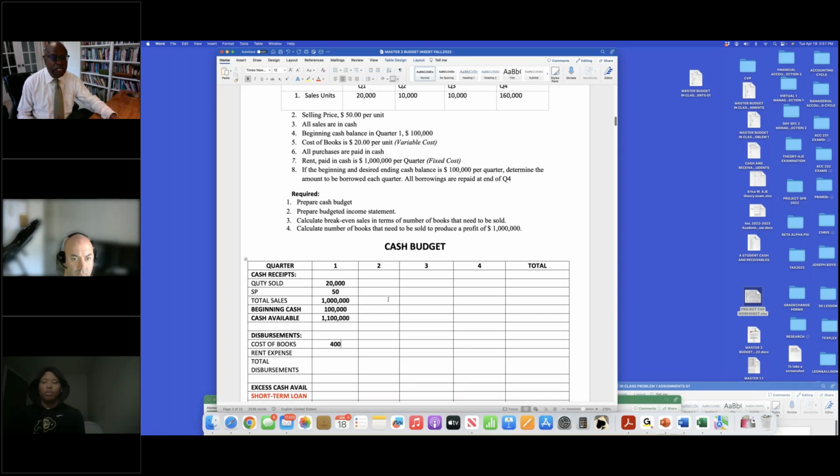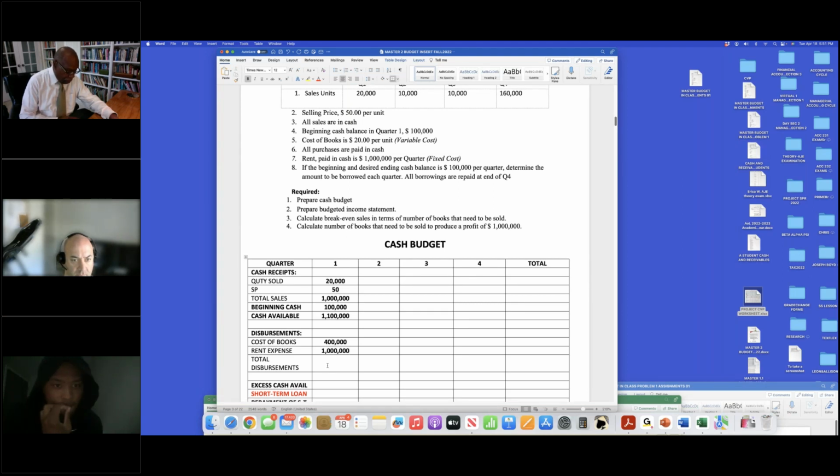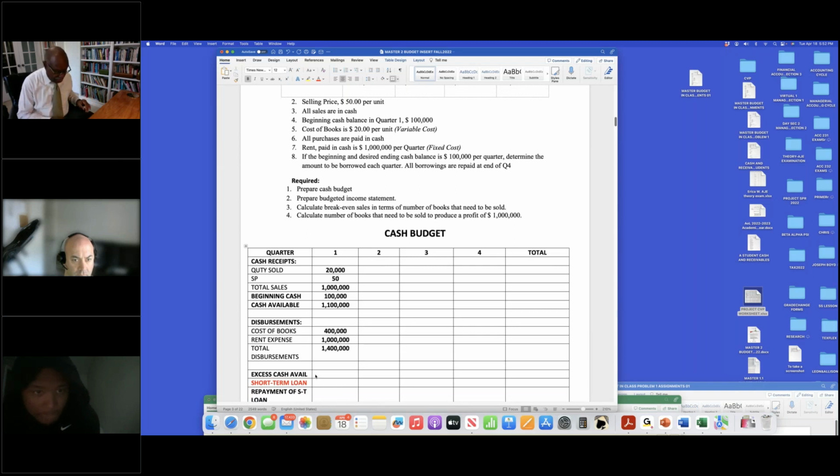And we've got to pay this fixed cost for the rent, $1 million. Where do you get that $20 per? Cost of book, number 5. So times $20. How much are our total disbursements? 1,400,000. How much money do we have? We're short what? $300,000.